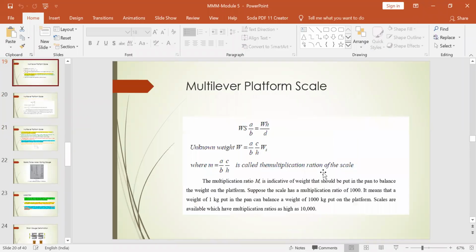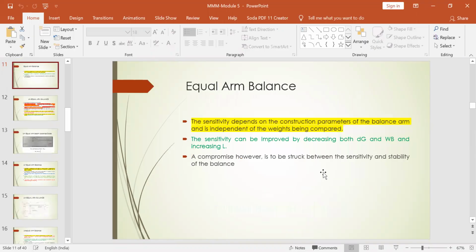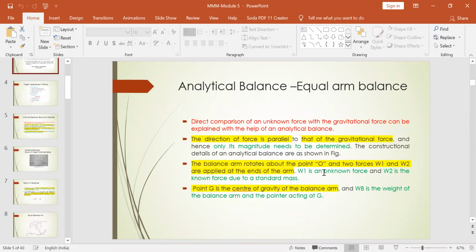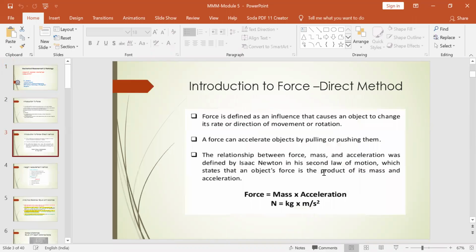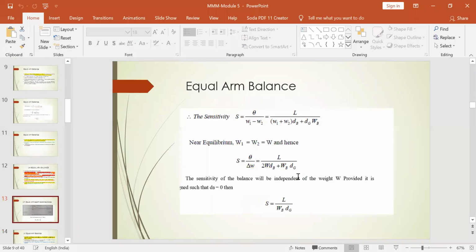Then the other classification is our load cells. So what do you mean by a load cell? Under load cell we have four categories: strain gauge, hydraulic, pneumatic and LVDT. All these come under the category of load cell, which helps in checking the load added to it and also does the calibration part.